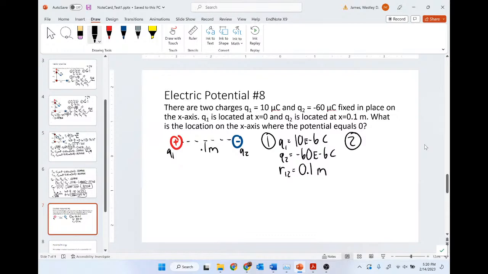What are we solving for? You have a choice. You can either have the distance from charge 1 or the distance from charge 2, where V net equals 0. Finding the place where voltage equals 0. Where is that magical location? Okay. It's going to be somewhere between these two charges. We're going to hope that these numbers work out. I'm a little worried.